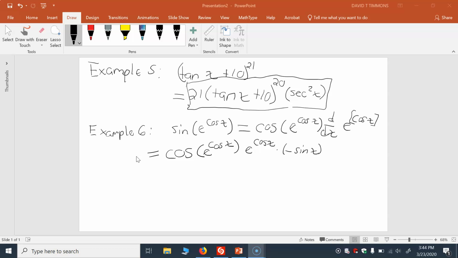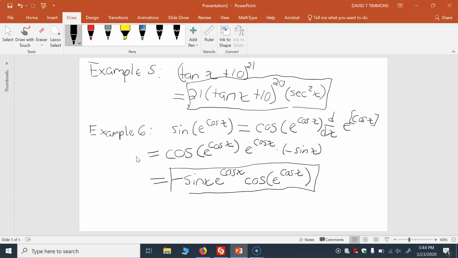Now, we'll just rearrange some of these terms. These terms can be multipliers out front. All right, so you'll see the final answer will be written like this. It'll be minus sine of x e^cos(x) times the cosine of e^cos(x). And that would be our final answer.